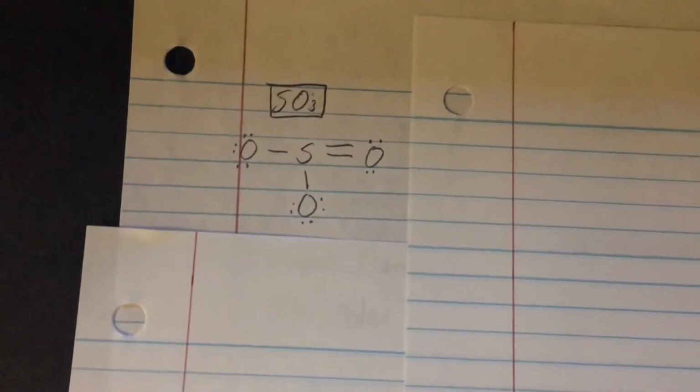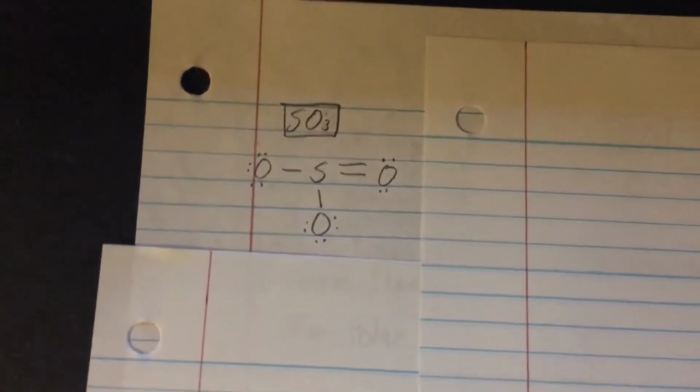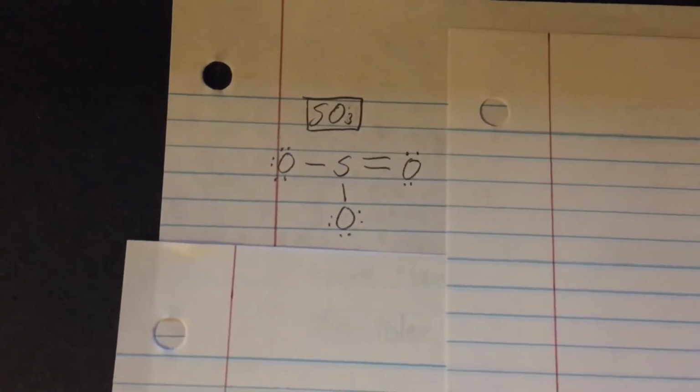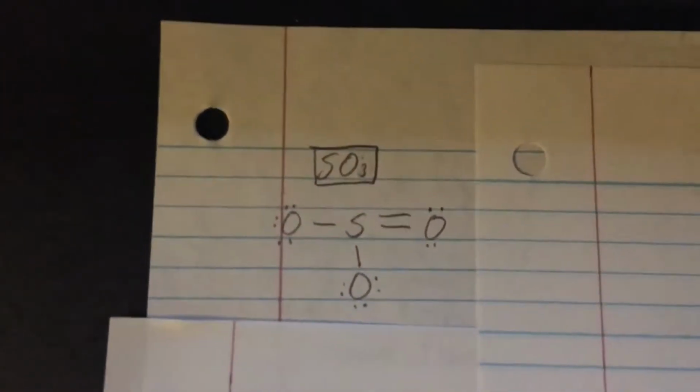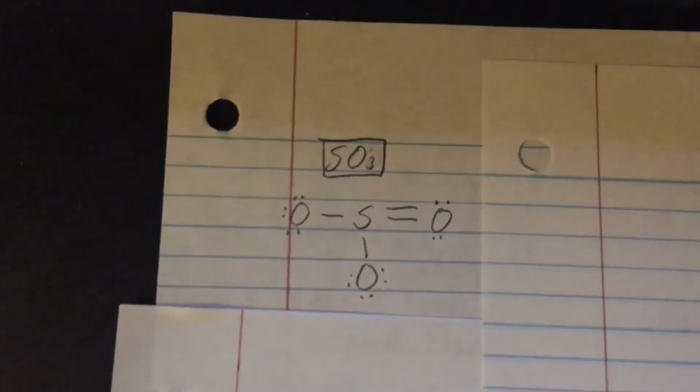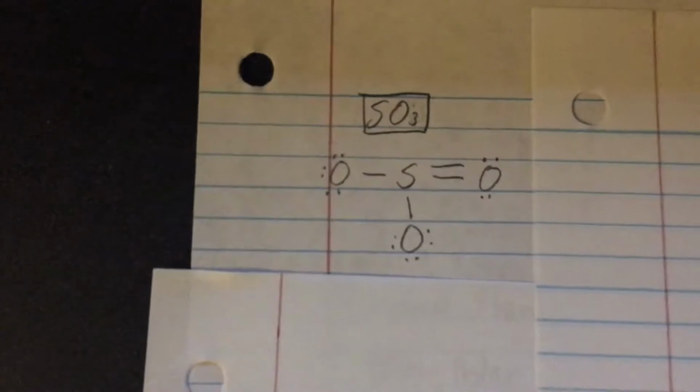So today we're going to be looking at different molecules and showing if they're going to be polar or nonpolar, going over Lewis structures and molecular geometry. So first of all, we start off with SO3. I've gone ahead and drawn out the Lewis structure right here.